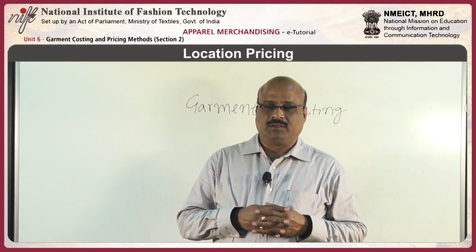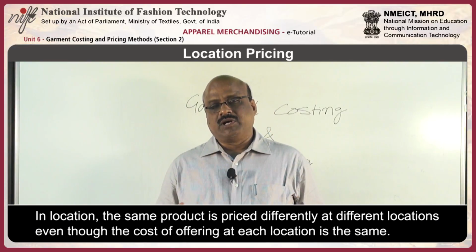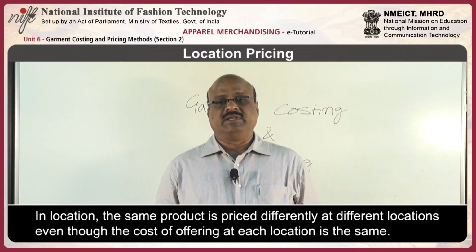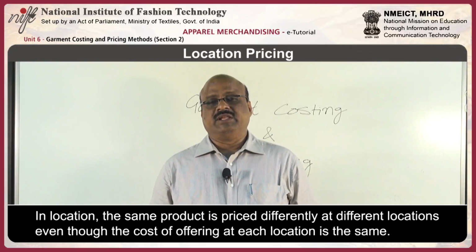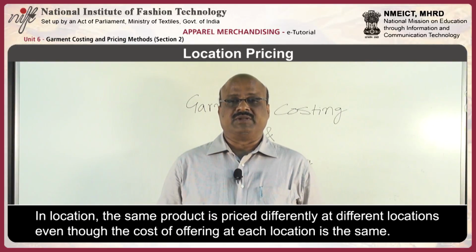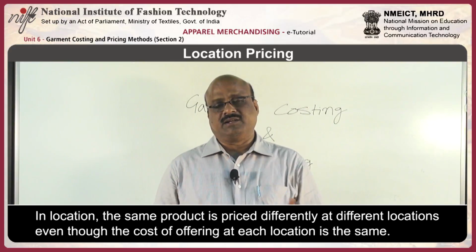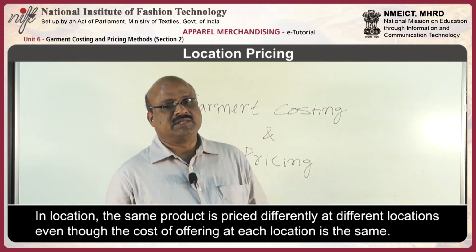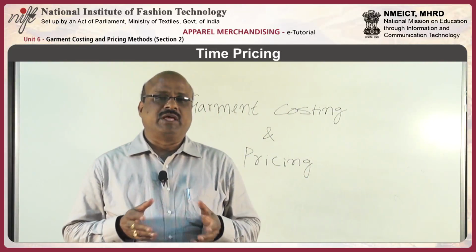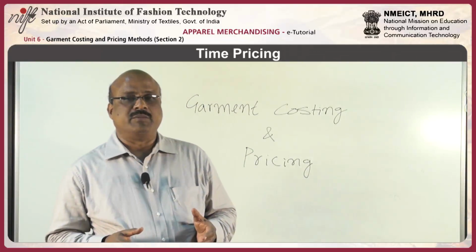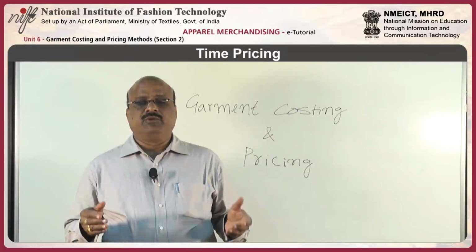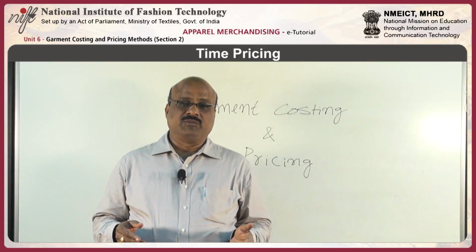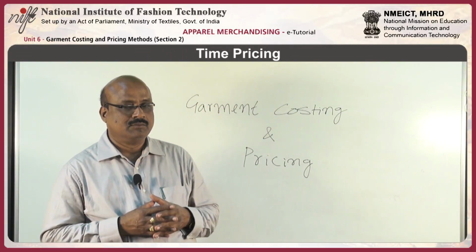Then comes location pricing. In location pricing, the same product is priced differently at different locations, even though the cost of offering each location is the same. A theater varies its seat prices according to the audience preferences for different locations. In a theater, there are different locations and different prices, but the service is the same. Similarly, we have time pricing. In time pricing, prices are varied by season, day and hour. Public utilities vary energy rates to commercial users by time of the day or weekend versus weekdays.